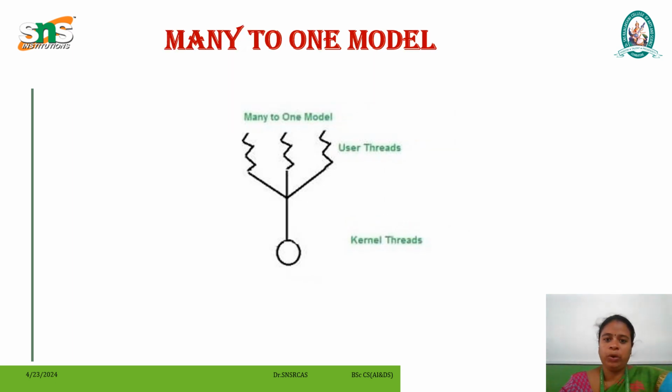Next one, many to one model. In this model, we have multiple user threads mapped to one kernel thread. When a user thread makes a blocking system call, the entire process blocks, as we have one kernel thread and only one user thread can access the kernel at a time. So multiple threads are not able to access multiprocessors at the same time. The thread management is done at the user level, so it is more efficient.